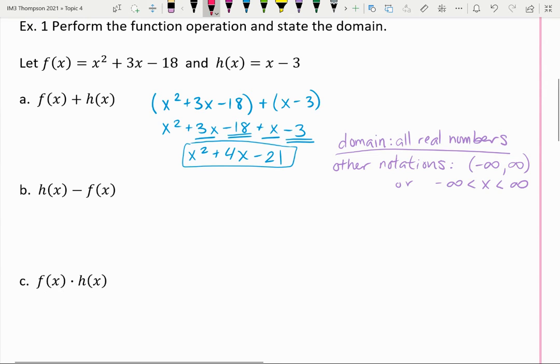So the next one is subtraction. Make sure you follow the right order. So I have h of x first this time. When I have subtraction, it's really important that I use my parentheses. And then minus f of x.